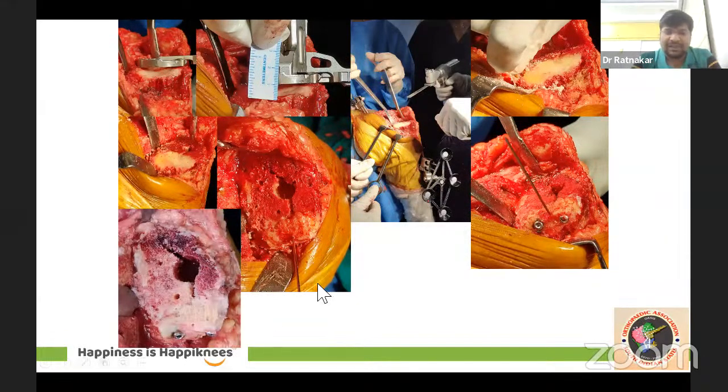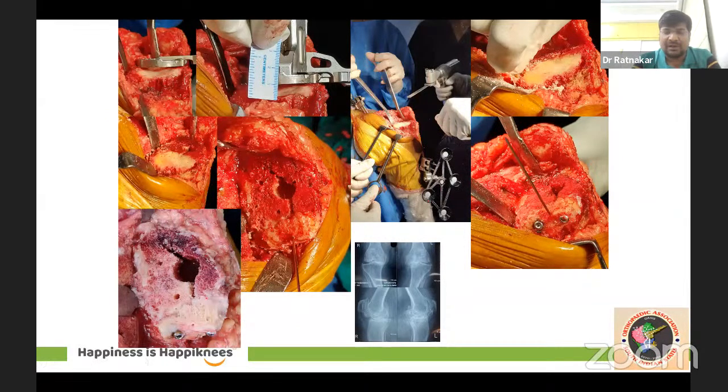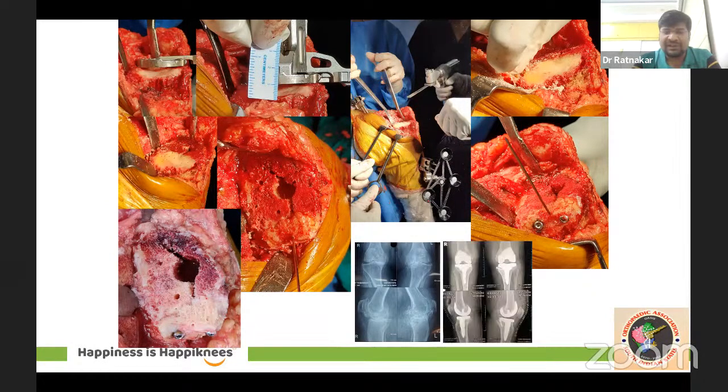Once the screws are placed, you just take the saw and gently smoothen the surfaces so that there are no bumps wherever the graft is placed. So this was a case of a primary complex case where the defect was around 10 millimeters. We reconstructed and then we put an extension rod.